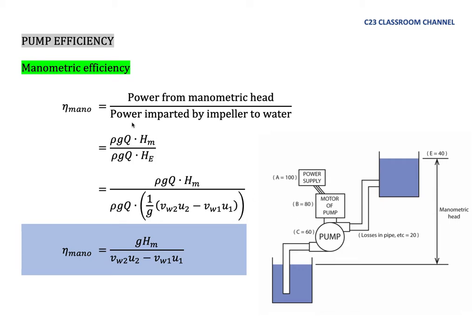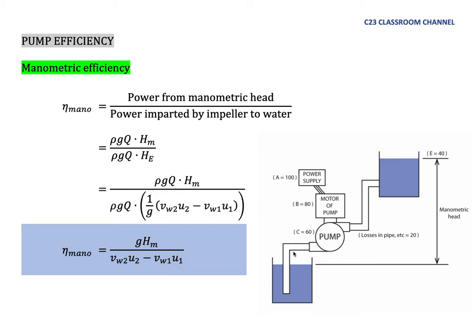So the equation for power is rho GQH. We substitute the value of manometric head for power from manometric head, and Euler head to calculate the power imparted by impeller to water. And then we could cancel off the value of rho GQ here. So we have HM over HE. We could substitute the value of HE by 1 over G times (V2 U2 minus V1 U1), as we learned about Euler head previously. And then we could say that manometric efficiency is equal to G HM over (V2 U2 minus V1 U1).